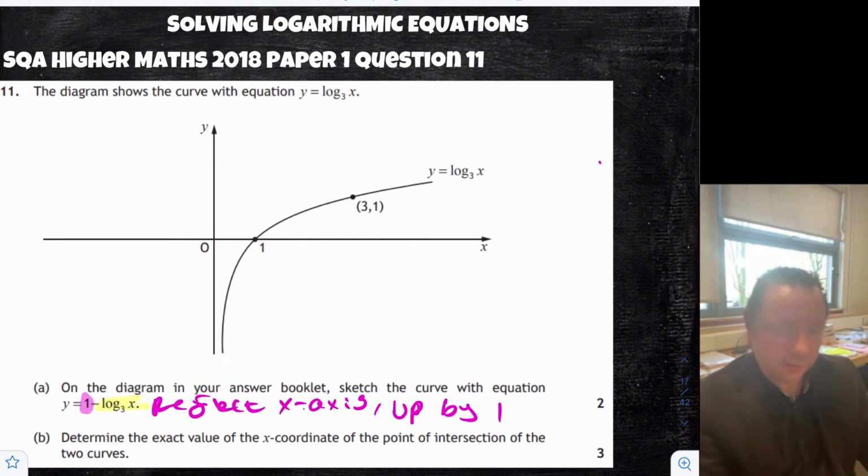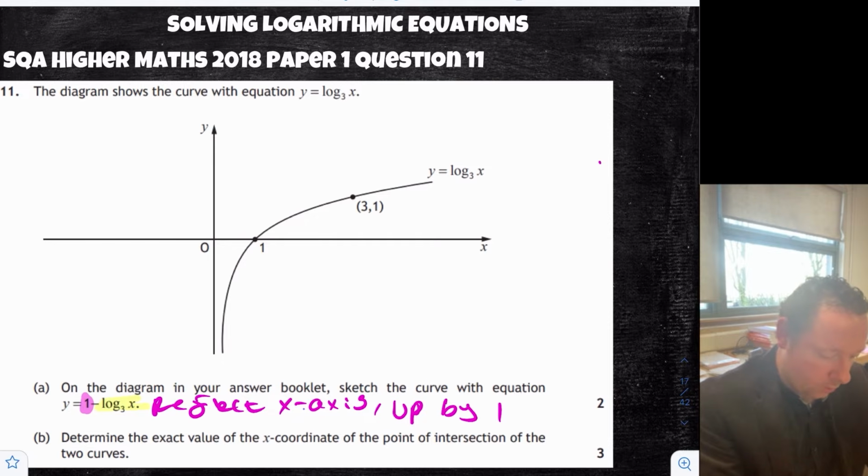So first of all, reflecting in the x-axis, this point will stay where it is, but this point will jump down here, and that would be at the moment point 3, minus 1. But now I have to move up by 1, so this point is going to jump up by 1, so that becomes 1, 1. And you can see this point goes up to 3, 0. So I can just write the number 3 here.